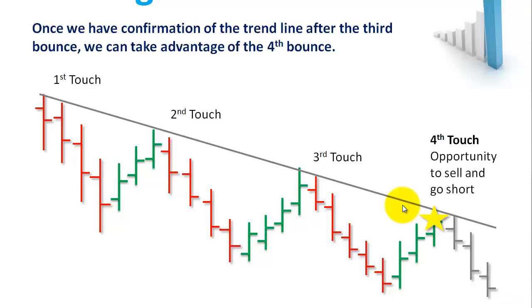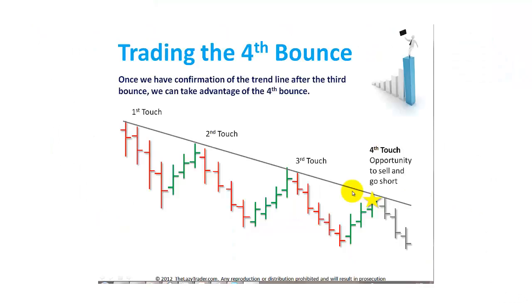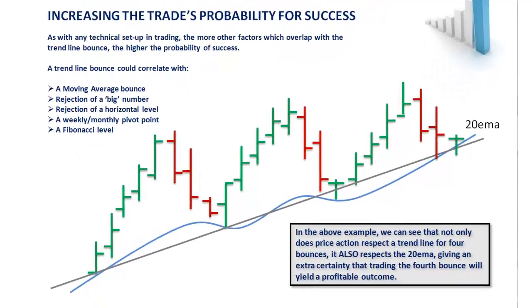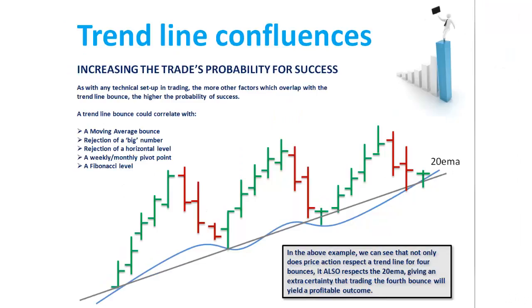So it might be another reason in our toolbox, like a moving average bounce, a Fibonacci rejection, could be a horizontal level, could be a big number. But the more reasons we have in our argument to go short, the better it is. And certainly just a trend line bounce on its own is not sufficient in our view. But if it's with something else, then fantastic. So in this example here, where we've got a confluence of a trend line, it increases the probability of our trade, whether it's long or short.